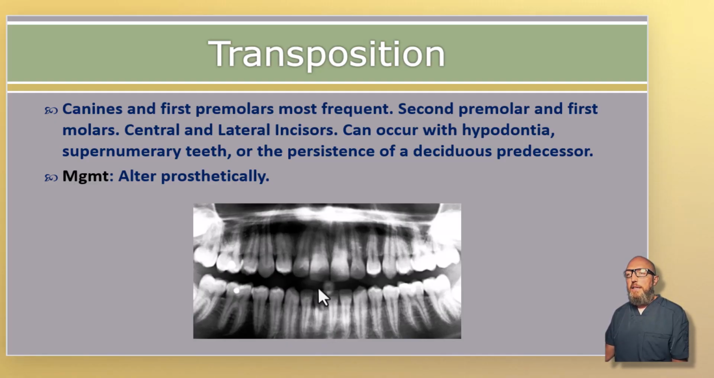Which one do you see in this radiograph? Well, it looks a little odd. There's a premolar right here in the canine position, so teeth 5 and 6 are swapped positions. And as we saw, that's the most common location. Other premolars can also be transposed, and then the incisors.